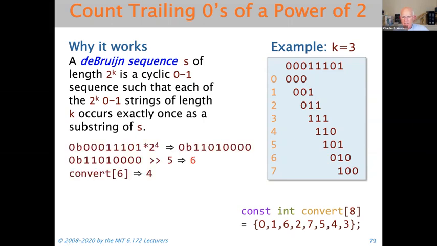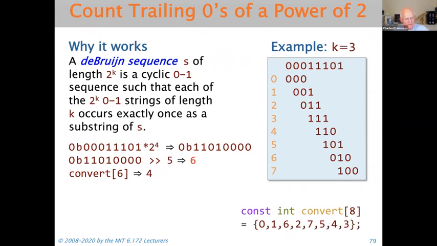Okay. So now what goes on? Well, I take the de Bruijn sequence, I multiply it by, in this case, a 1 in the 4th position, so that's 2 to the 4th. And what does multiplying by a power of 2 do? It just does a shift, okay? And it rotates zeros in on the bottom.